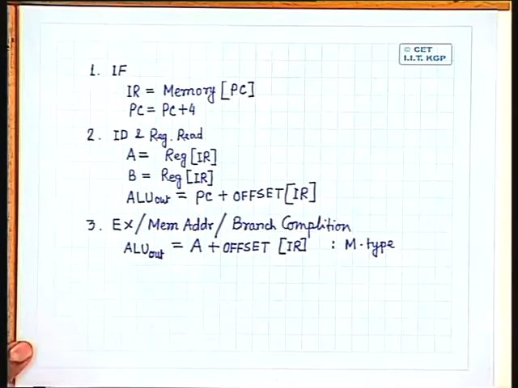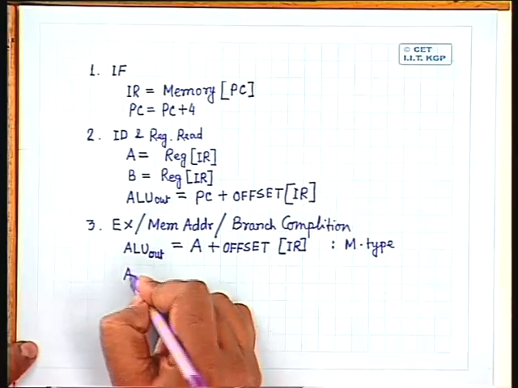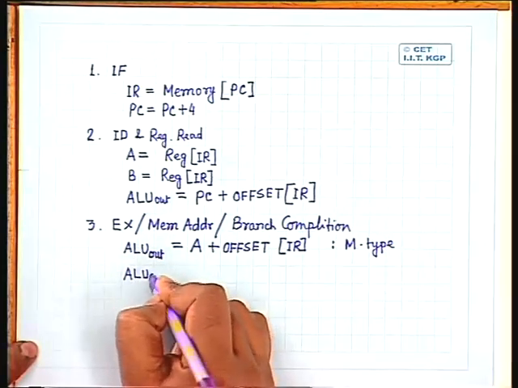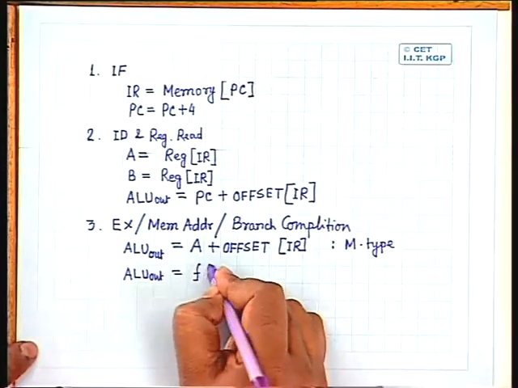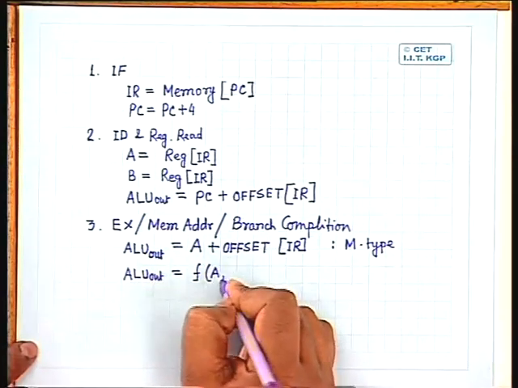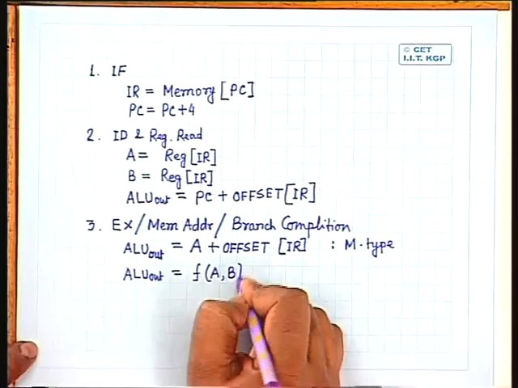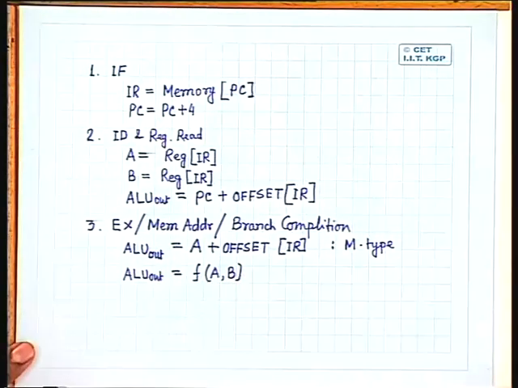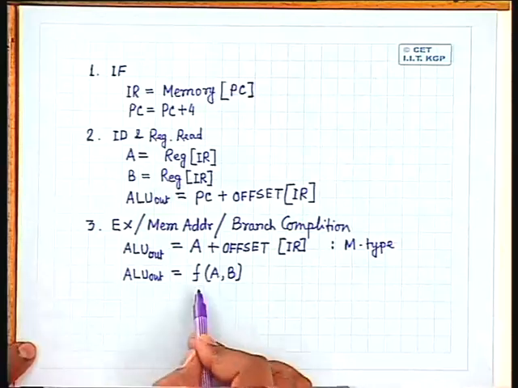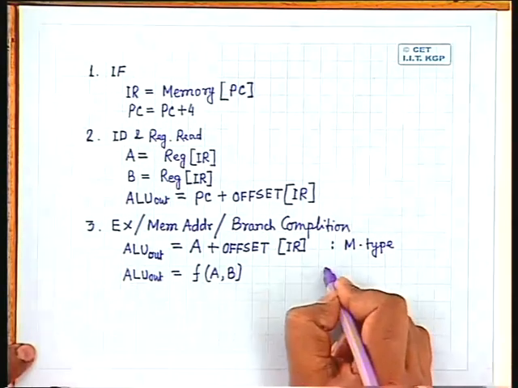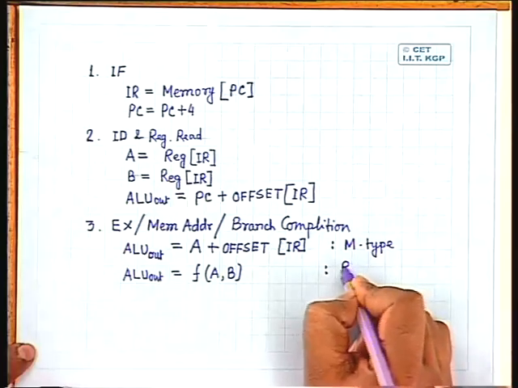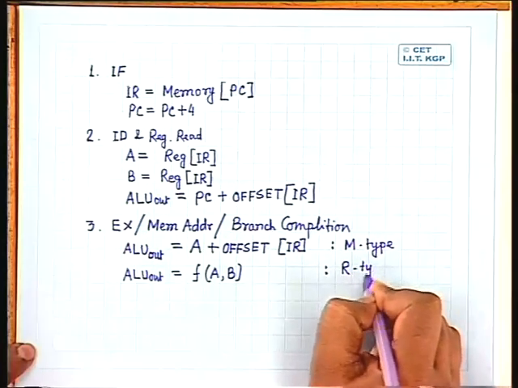If it is a register type instruction, like add and all those things, in that case we will have ALU out equal to the function that you have to perform on the registers R1 and R2, and the contents of R1 and R2 are now available in the intermediate registers A and B. So that functional value will be loaded into ALU out register if the instruction is an R type instruction.